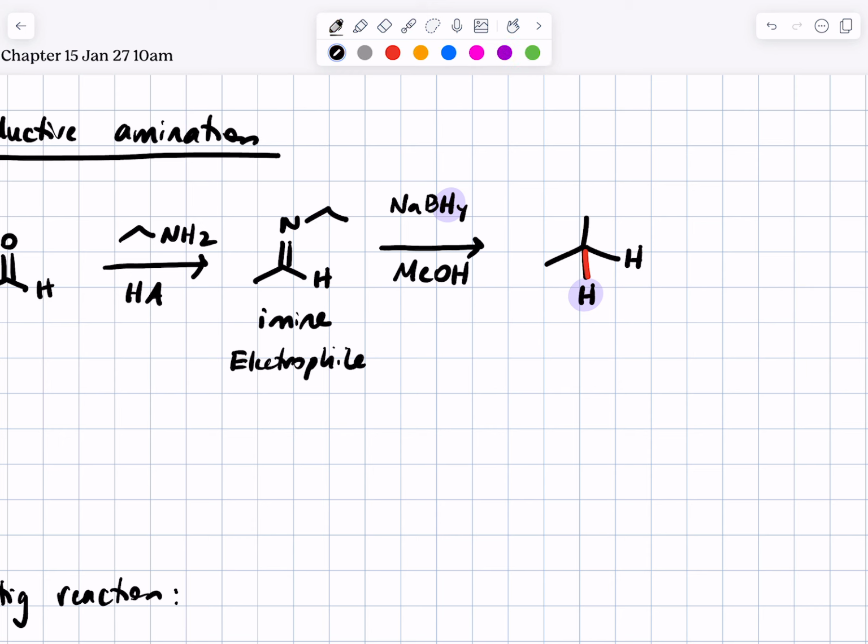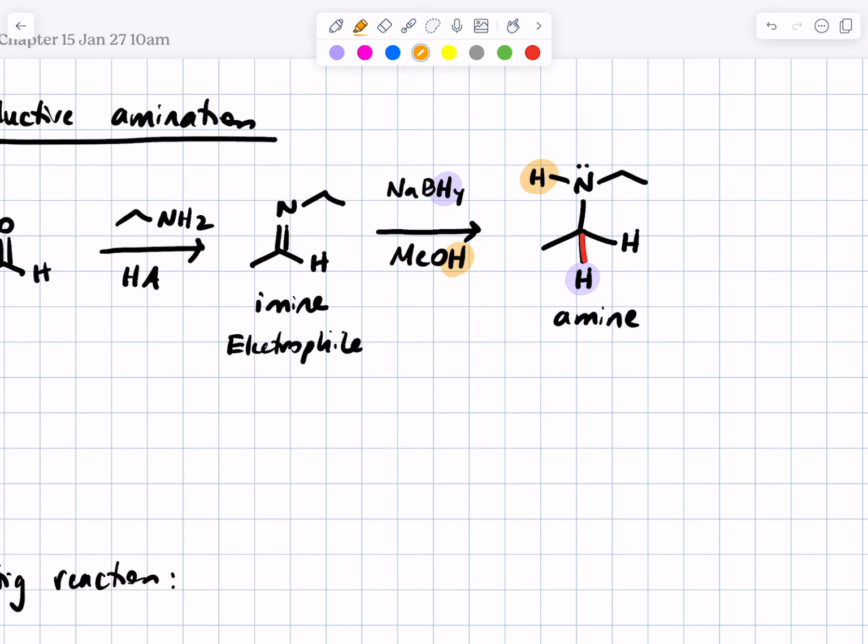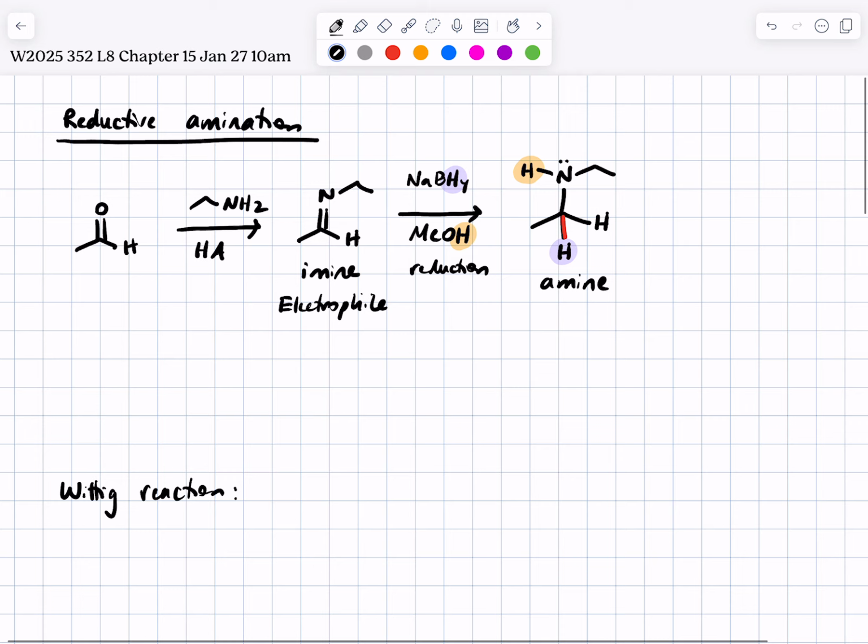That would create a negatively charged tetrahedral intermediate, but the nitrogen would then pick up a proton from the solvent to give you no longer an imine, but an amine. Amine, or amine. Nobody says amine. I guess sometimes the Brits say amine, but we'll say amine. Effectively, you have added the hydride and a proton, and you reduce the imine to the amine. So that reduction step is what gets you the amine, and that's why they call it reductive amination.